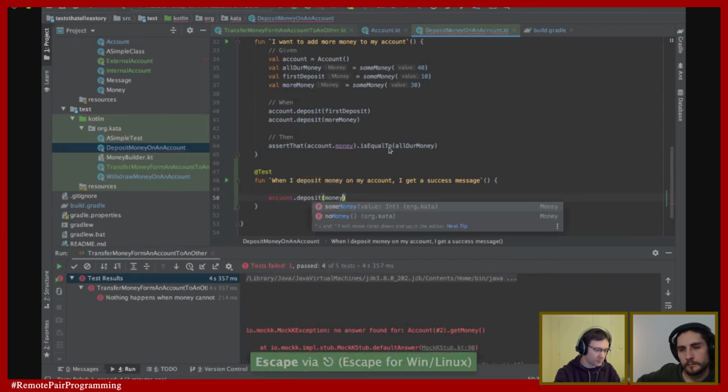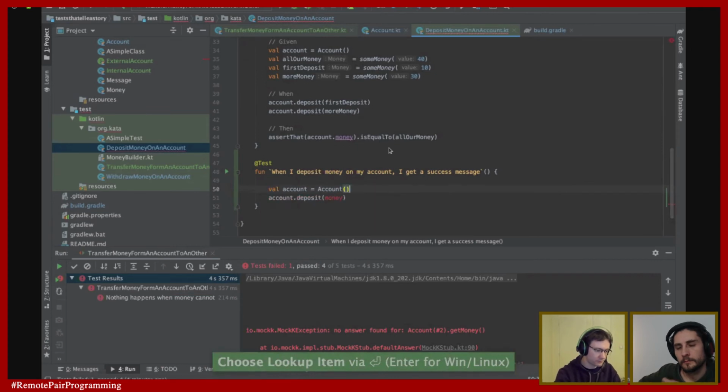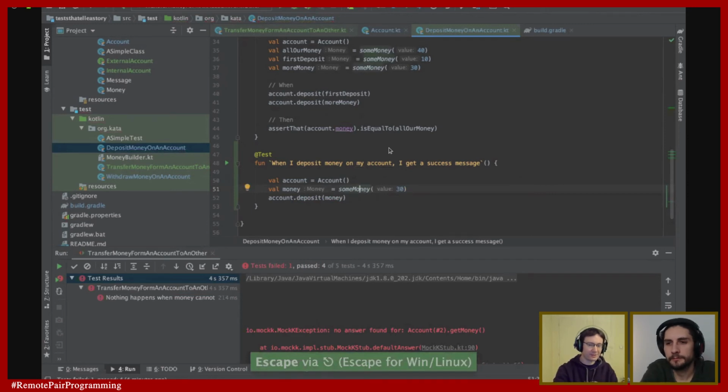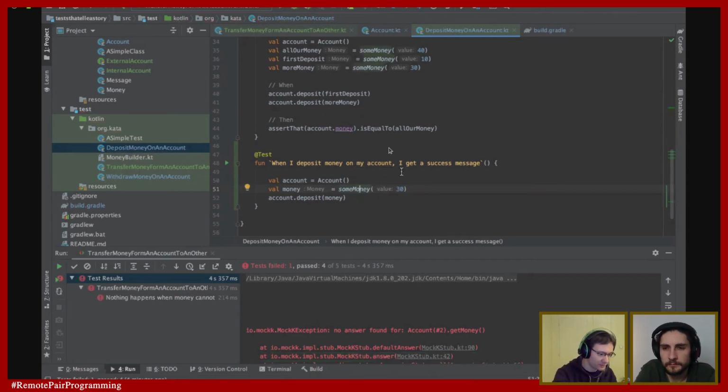So let's implement this. Oh, actually, we already had this method, some money. I don't know if you remember, but we had it, so we will refactor this.